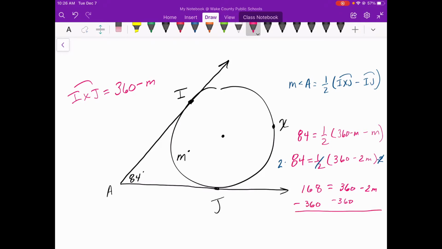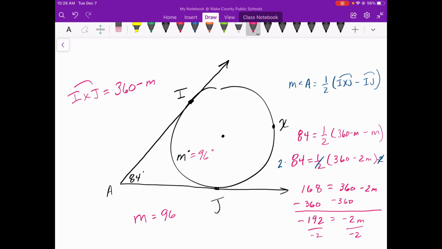And I end up with negative 192 is equal to negative 2M. And then just to get M by itself, I'm going to divide both sides by negative 2. And M is going to be, I believe, I have to do that. I don't want to mess it up on the video. 192 divided by 2 is 96. So we just figured out that this arc is 96 degrees.